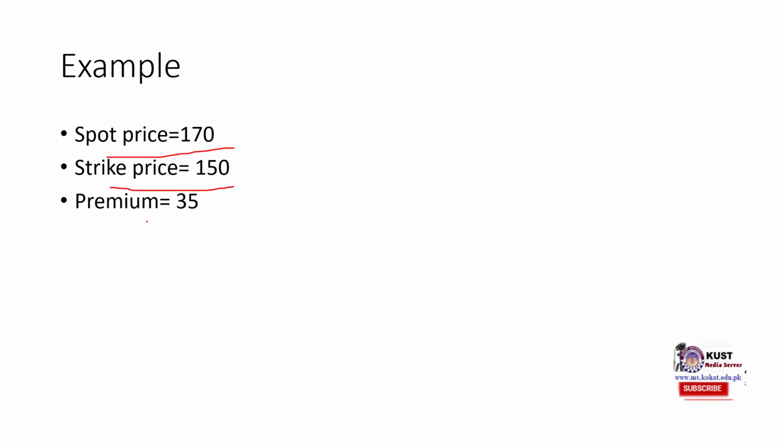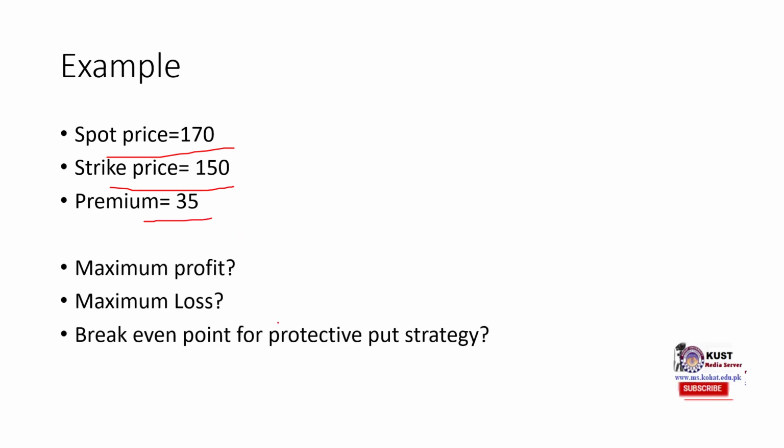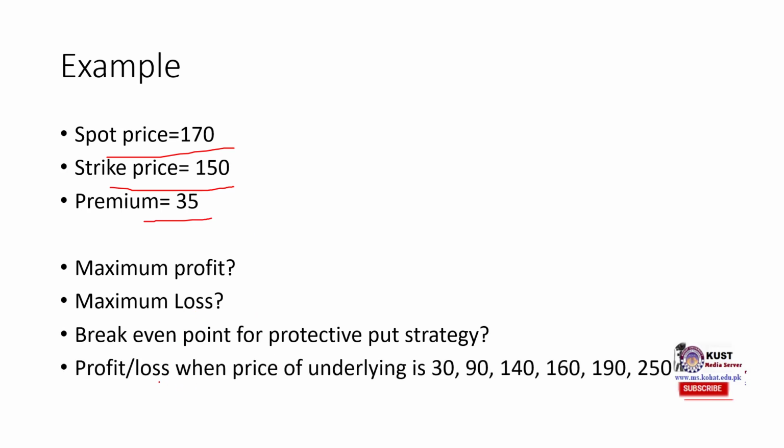So let's move towards the example for better understanding. The spot price is 170, strike price 150, premium is 35. We need to calculate maximum profit, maximum loss, break-even, and we need to calculate profit and loss at these different future spot prices. Again, we are going to first solve this one, and then we would understand these other aspects too.